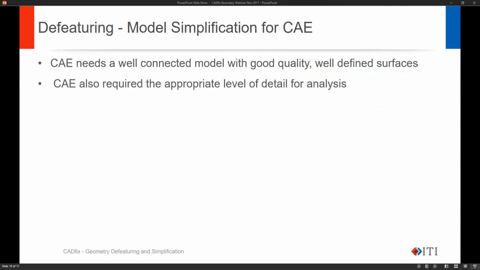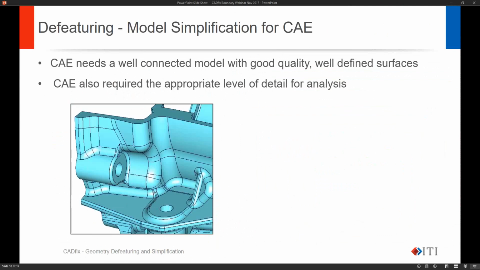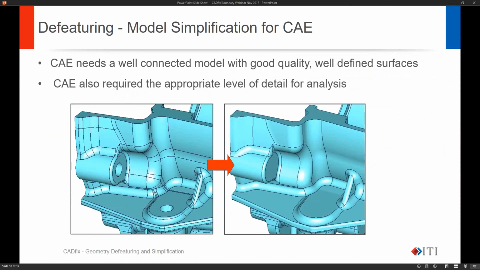In the case of CAE simplification, the CAE system needs a well-connected, good quality model with well-defined surfaces. Also, the CAE system requires a model of the appropriate level of detail. So as you can see here, the left-hand model is the original one, and on the right-hand side, we've used CADFix to remove holes and join surfaces together.